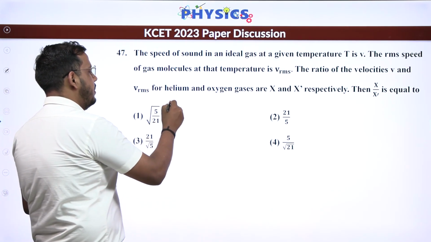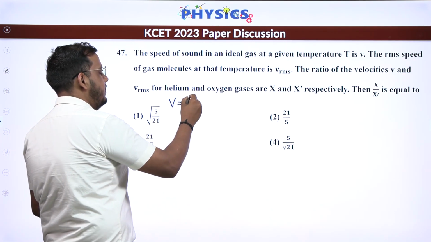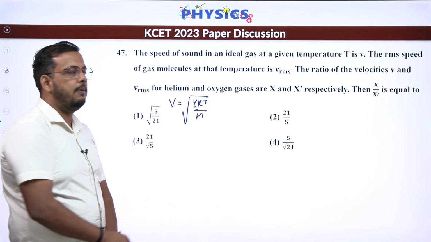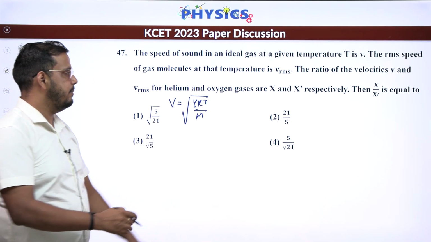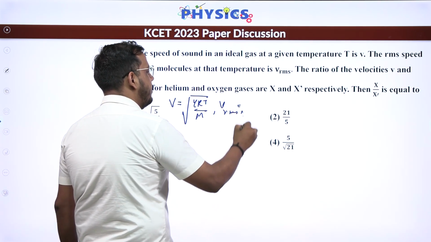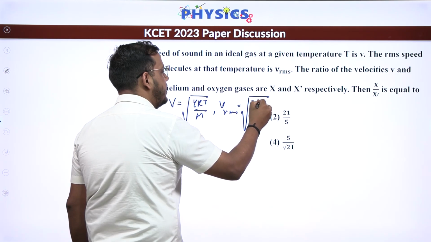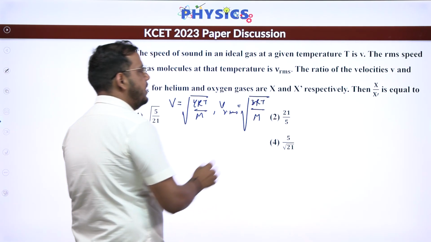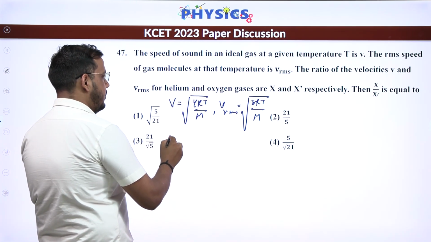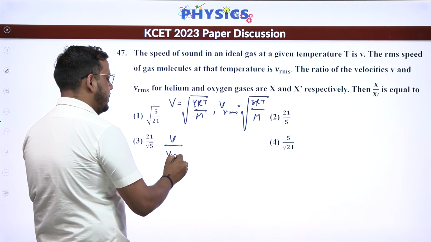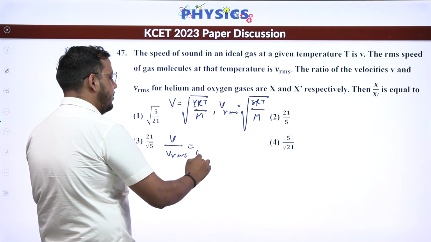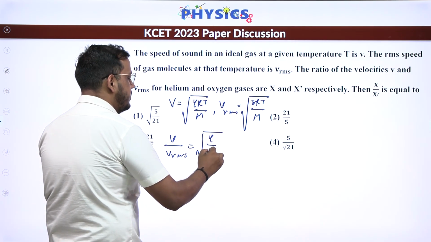So first, what is the formula of speed of sound? That is V equals under root gamma RT by m, where gamma is the adiabatic constant, T is temperature, m is the molecular mass. Similarly, what is the formula of Vrms? Vrms formula is under root 3RT by m. Now they are telling the ratio of the velocities we had taken, V by Vrms. So if I divide these two equations, RT by m will get cancelled out. We will get here gamma by 3.